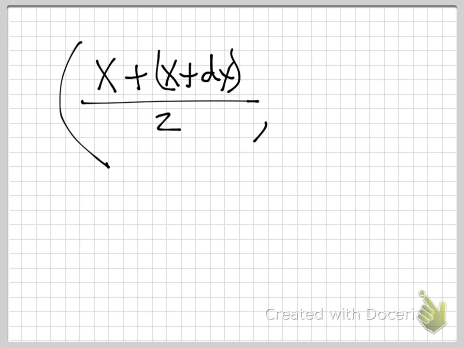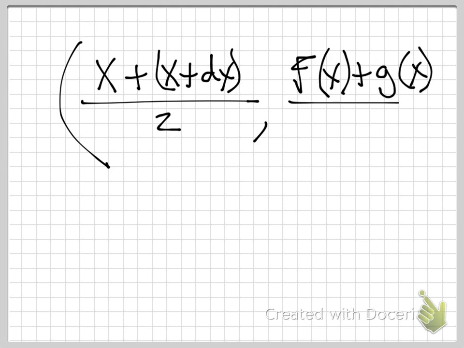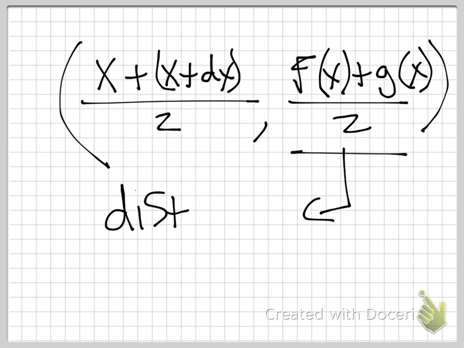That's the x location of each coordinate of mass, but that's not what we're looking for right now. We want how far it is from the x-axis, which would be the y-coordinate, so we can just simply take f of x plus g of x, divide that by 2. This is the thing we're looking for. This is the distance to the x-axis. So that's what we'll need to employ right here.